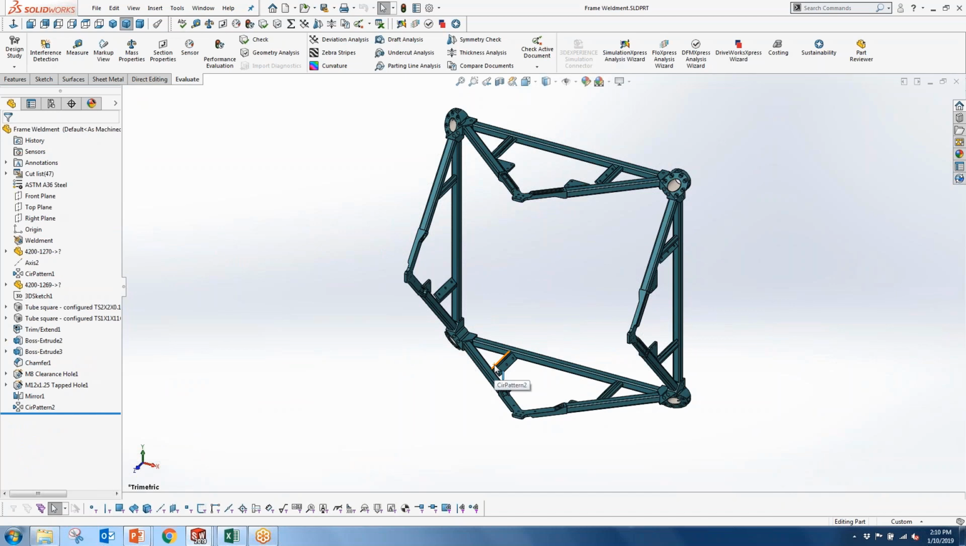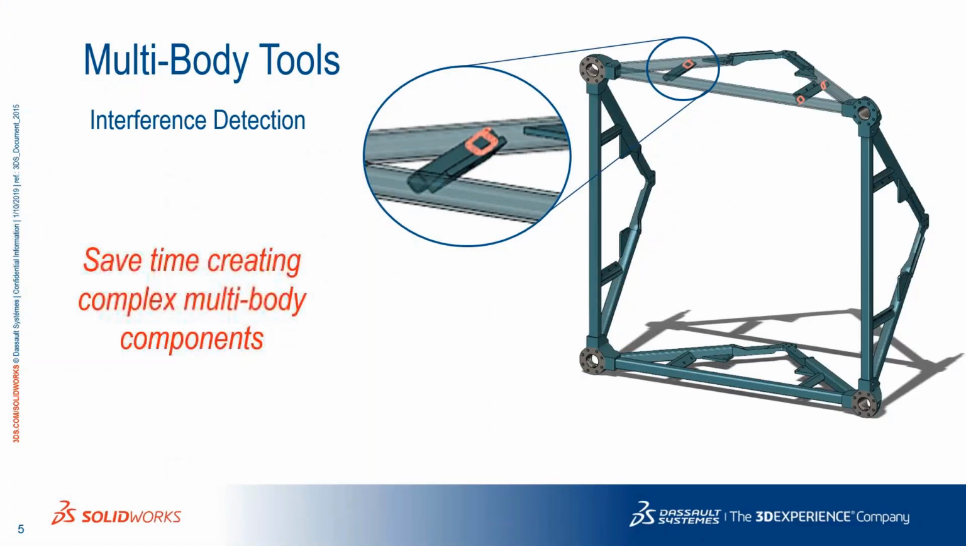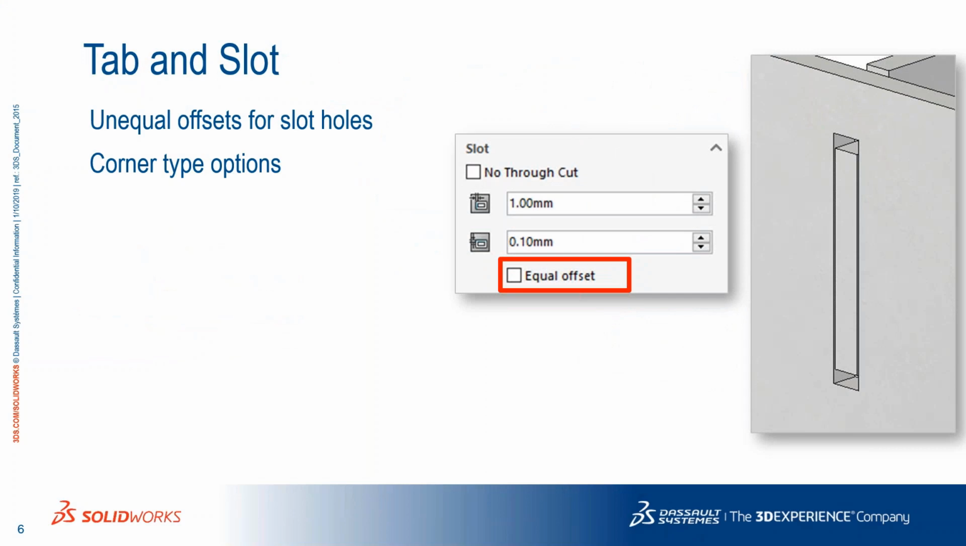So that's a nice feature if you use a lot of multi-body parts. Things like this structure, where you may have to trim things, you can check before you actually bring it into your assembly and potentially have that already-colliding error message. You can avoid it by being able to do interference detection on the multi-body part beforehand. So again, it just saves time when creating these complex parts.